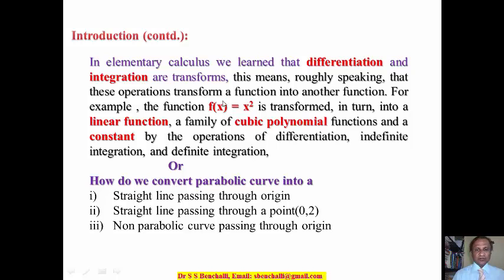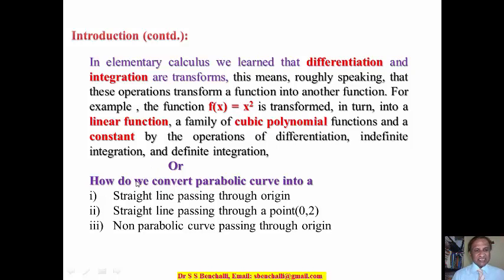It means that suppose if the given function is x square, then if I want to transform this function into a linear function, then what is the operator? I can use differentiation as the operator. By using differentiation, I can reduce it into a linear function. It means differentiation is also a transformation method.